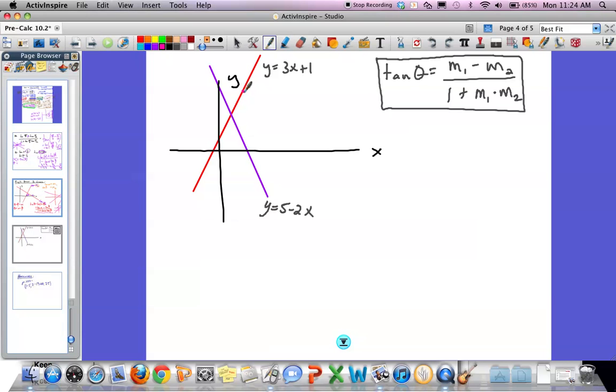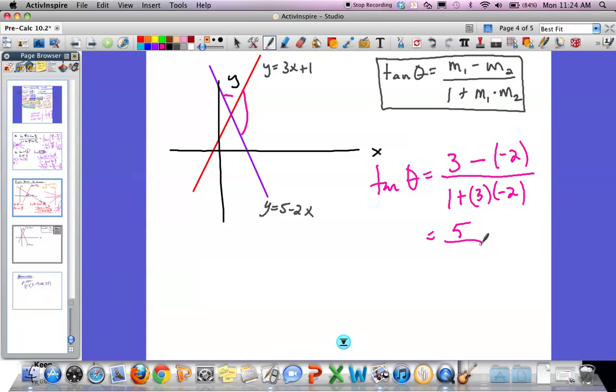You might be wondering, am I talking about this angle or that angle? It won't matter. So let's do both of them. The tangent of theta, if we say M1 is red, you would have 3 minus -2 all over 1 plus 3 times -2. So when we do the math, we have 5 in the numerator, and on the bottom 1 plus -6, 1 minus 6, we get -5. So the tangent of theta, if we do it this way, is -1.